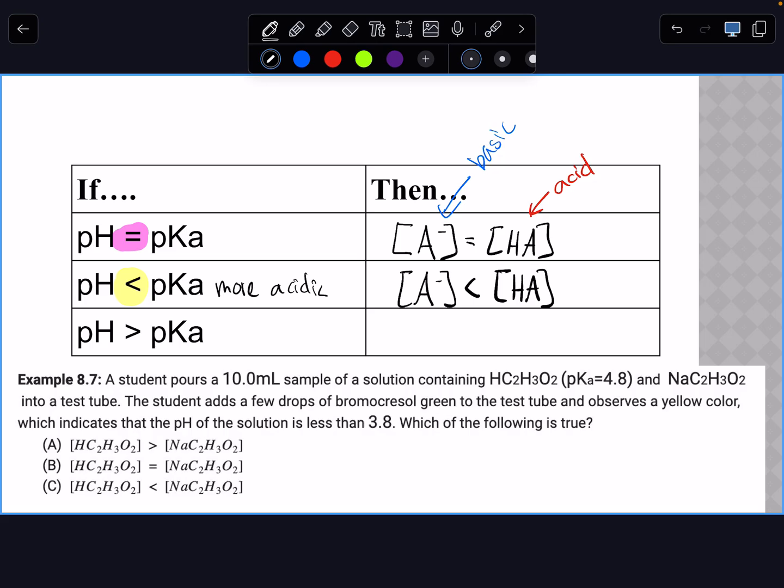And then reverse that, right? If the pH is greater than the pKa, then that means it's become more basic. And so that means we must have more A minus than we do HA.